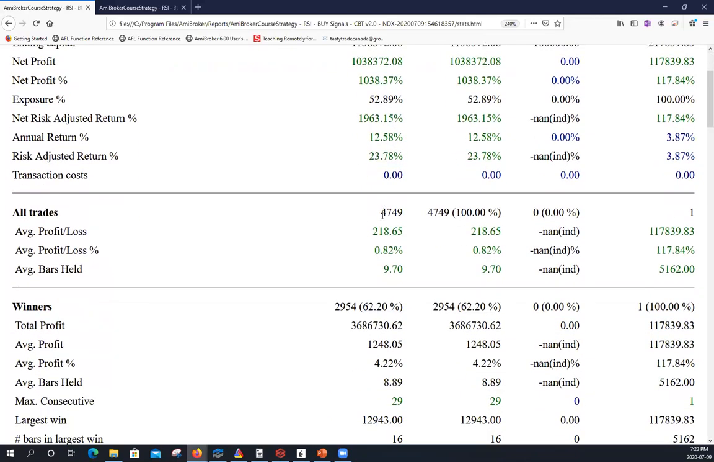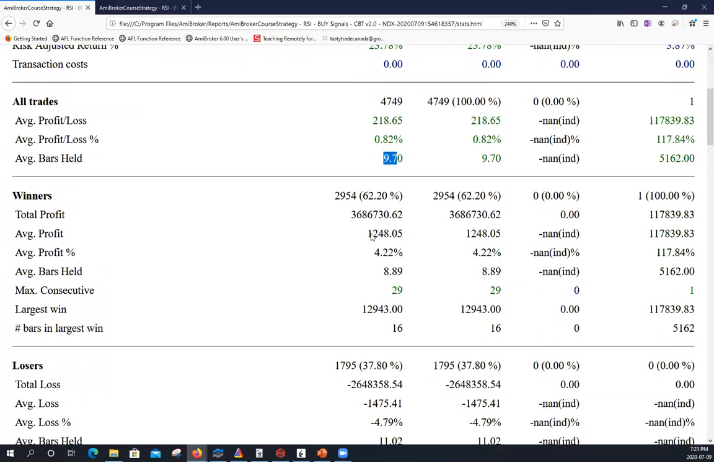Now, we've got a good sample size here. We've done almost 5,000 trades. Our expectancy, which I mentioned is one of the things that I like to look at, is about 0.82%. So what that means is between our winners and our losers, we're going to make almost 1%, which isn't bad. Our average bars held is going to be about 10. You can see here we've got about a 62% win rate, which isn't bad.